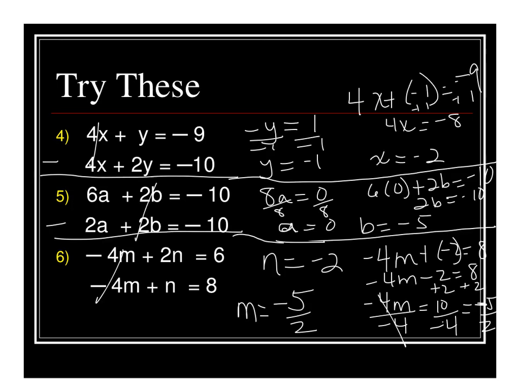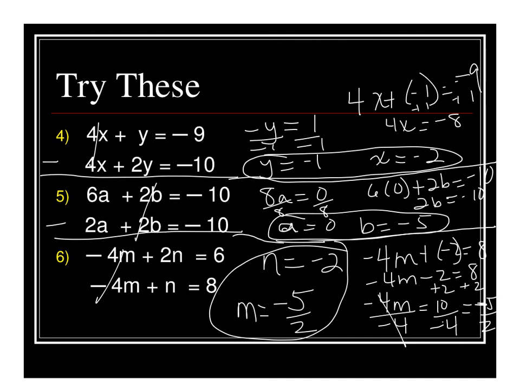Alright, here's what I got for my 3 answers. I got y is -1 and x is -2 on the first one. a is 0 and b is -5 on the second one. And I got n is -2 and m reduces down to -5/2 on the third one. Hopefully we all got the same thing.